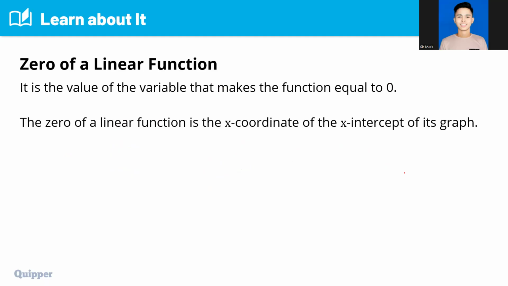Now, we also have what we call the zero of a linear function. Zero or zeros, since we could have more than one zero. So the zero of a linear function is the value of the variable that makes the function equal to 0. Again, it is the value of the variable that makes the function equal to 0. So we simply equate the function to 0 to solve for the zero of the linear function.